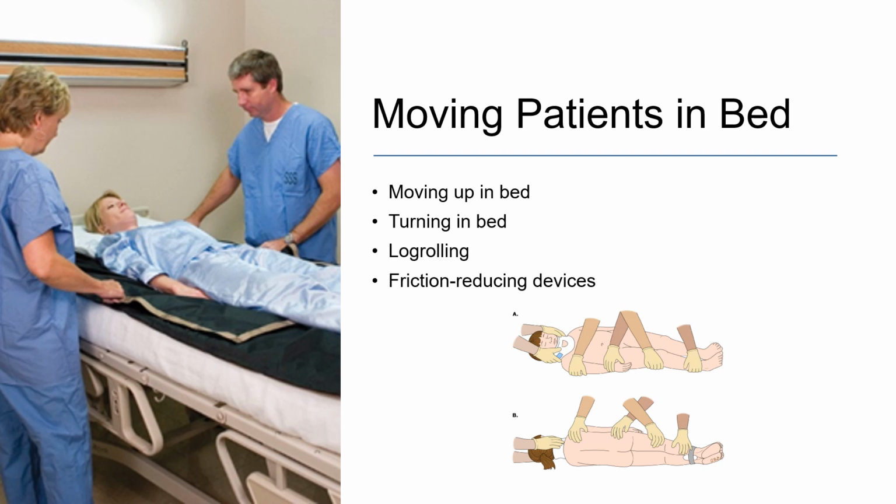Then we have to know about moving patients in bed, moving up, turning, log rolling, and then using some friction reducing devices. So when you're moving patients up in bed, frail patients tend to slide down in bed because of gravity, and they're just not able to correct their position. So when you elevate the head of the bed, it kind of makes them go down like a slide. So if you lift the knees up, that might help them kind of stay in place.